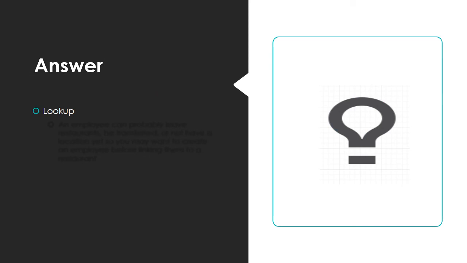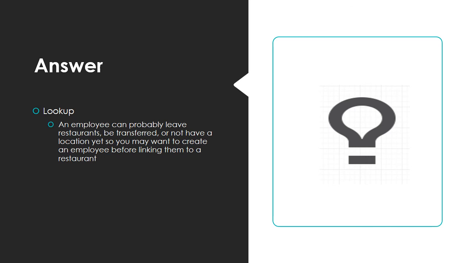In this scenario, you'll probably want to create a lookup relationship. You can envision a situation where an employee may leave a restaurant or be in some sort of limbo where they're not yet assigned to a restaurant. Also, if a restaurant record is created, there may not yet be any employees working for that restaurant yet, especially if it's a new restaurant. You might also want to keep them separate because if you delete a restaurant, you would also be deleting all the employees related to that restaurant.